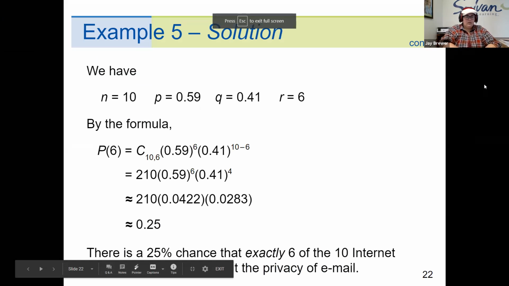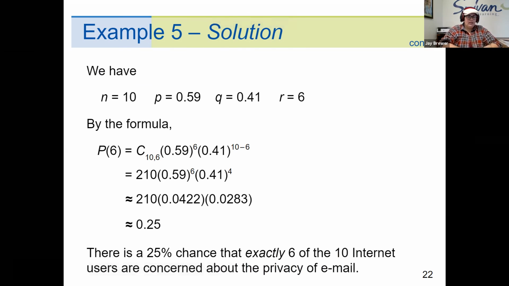Okay, fixed it. So there's a 25% chance that exactly 6 out of 10 internet users are concerned about the privacy of email. I would guarantee you that if you broke that down and you cared about the age ranges of your participants, that percentage would go up the older the people are.